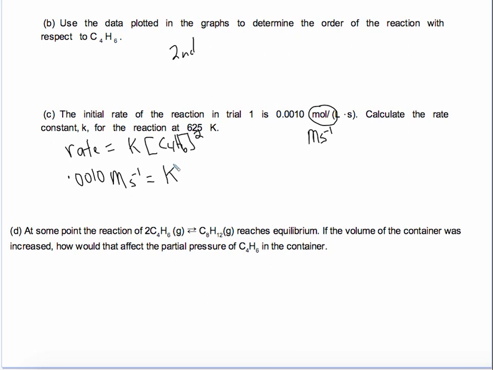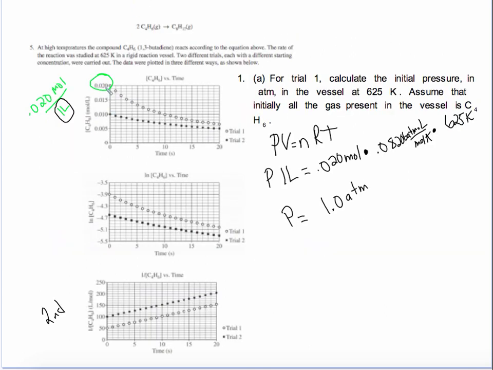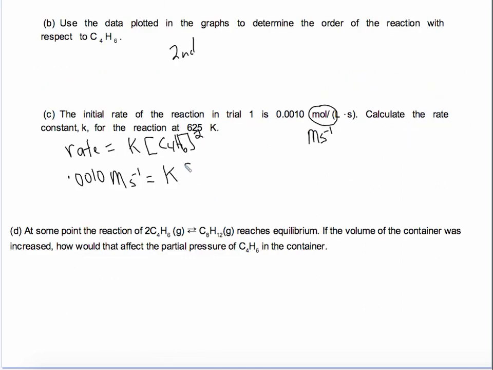And then we got to find what the initial concentration in trial 1 was, and we just did that in a previous problem. We looked up the initial concentration, and it was 0.020 molar. So we're going to multiply that times 0.020 molarity, but we have to square it according to the rate law. So then if we just move the math around and solve, like basically square this and then divide both sides by it, we end up getting K is equal to 2.5.